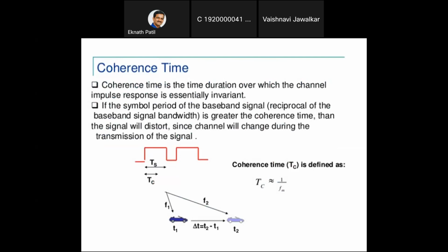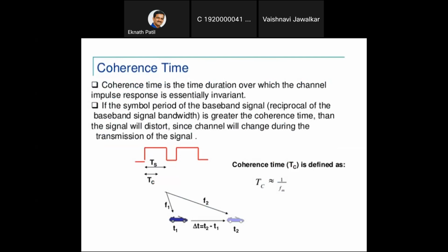If the symbol period of the baseband signal, that is the reciprocal of the baseband signal bandwidth, is greater than the coherence time, then the signal will distort. The channel will change during the transmission of the signal. So this is related to the coherent time. Symbol period of the baseband signal greater than the coherence time means the signal will distort and the channel will change during the transmission of the signal.